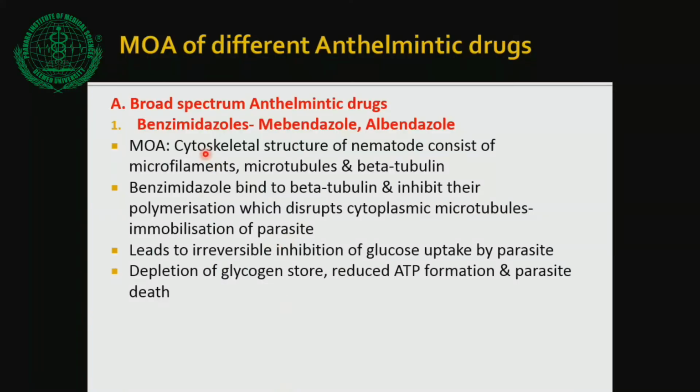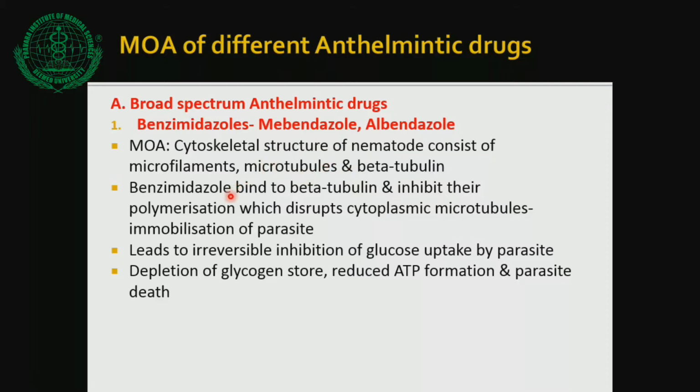Now the mechanism of action. First we will see the broad spectrum anthelmintic drugs, that is Mebendazole and Albendazole. See, the cytoskeletal structure of nematodes consists of microfilaments, microtubules and beta tubulin. Just like we have our muscles and legs for locomotion or movement, the intestinal nematodes or all other nematodes have microfilaments, microtubules and beta tubulin. This beta tubulin is actually a protein, and polymerization of beta tubulin is responsible for movement of worms with the help of microtubules.